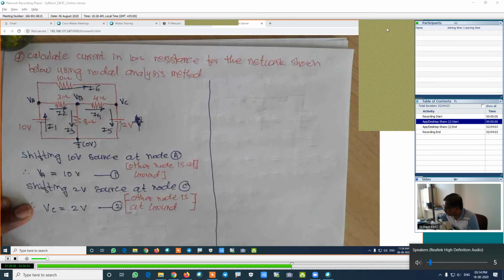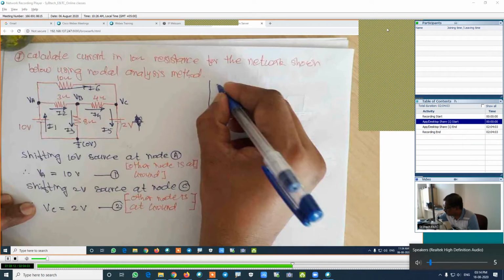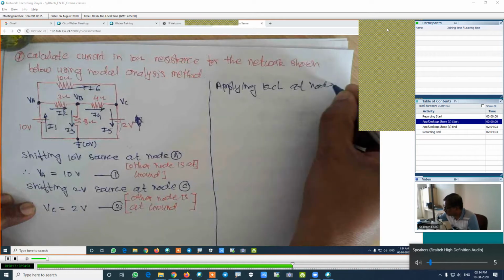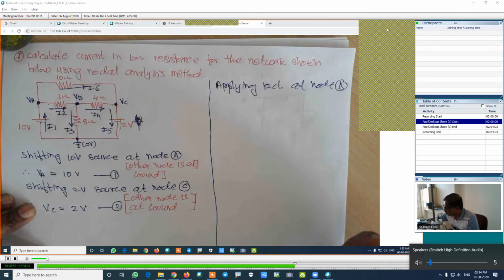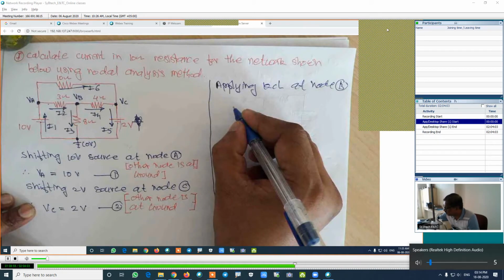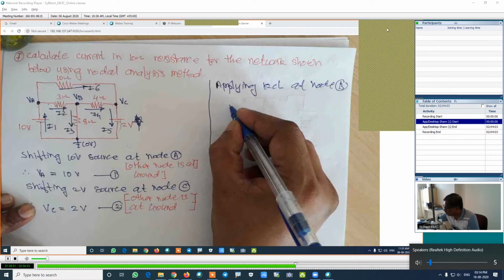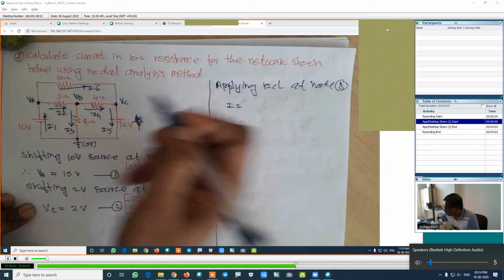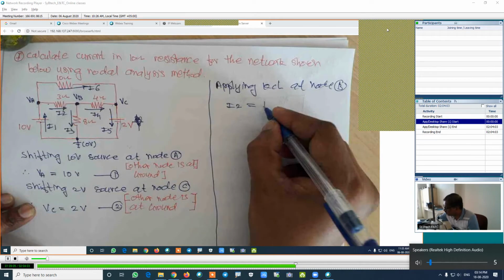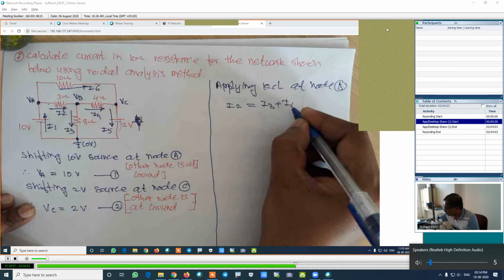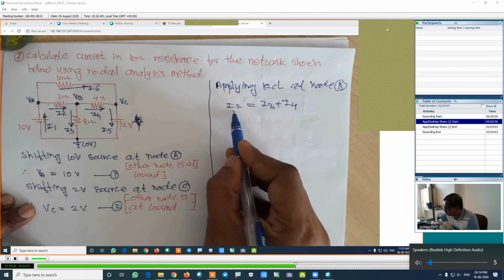That's why this will seem for you: when the shifting is possible and when it is not possible. When the shifting is possible, we will use this simple philosophy. If the shifting is not possible, then we will discuss another methodology, which is nothing but the supernode. Here, no need to use the supernode for this. This is right. Now, applying KCL.